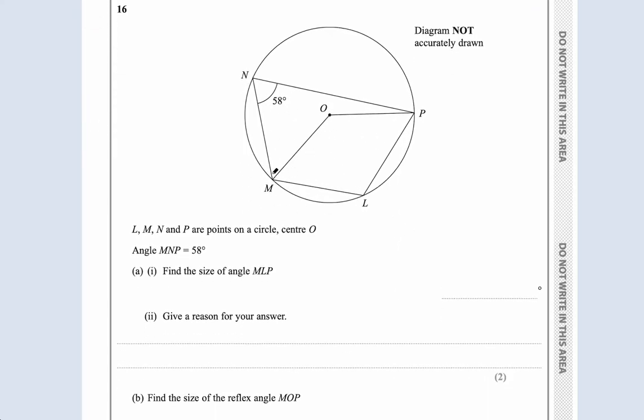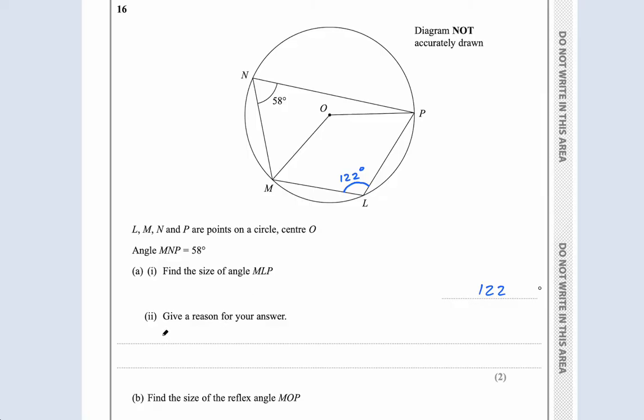Okay, question 16. Circle, some lines. These are on a circle. This is 58. Find the size of the angle MLP. This is MLP. Okay, guys, these points are on a circle, which means this is a cyclic quadrilateral, which means this plus this equal 180. So this one here has to equal 122 degrees, because 122 plus 58 equals 180. Give a reason for your answer.